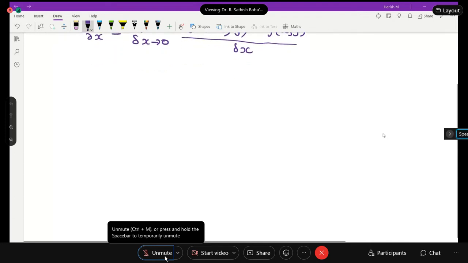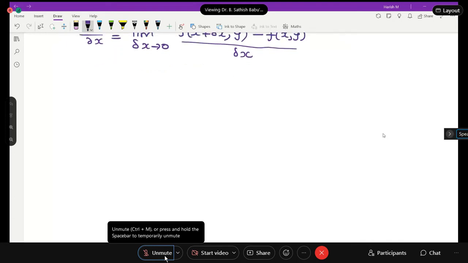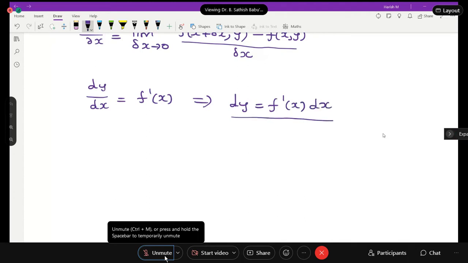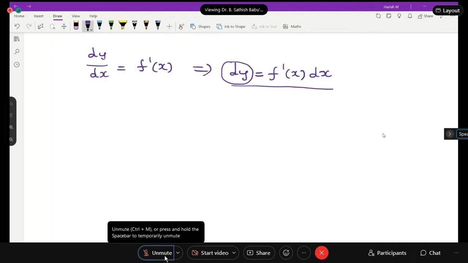Is it fine? Okay. Now please try to recall: if you have dy by dx equals f dash of x, then the differential dy, can we write that as f dash of x into dx, where we call this dy the differential? Fine. Now, how exactly the differential looks in partial differentiation, that we'll see.